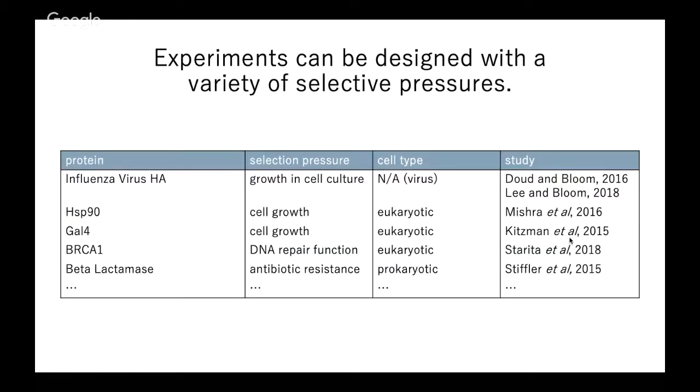And while thus far I framed the assay as an assay to study viral proteins, deep mutational scanning is a flexible assay which can be used for many different proteins utilizing different selective pressures. Here I've highlighted just a subset of the published deep mutational scanning sets, and you can see they're in different proteins using different selective pressures and even in different cell types.